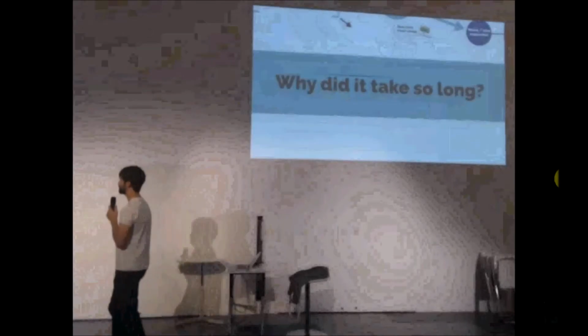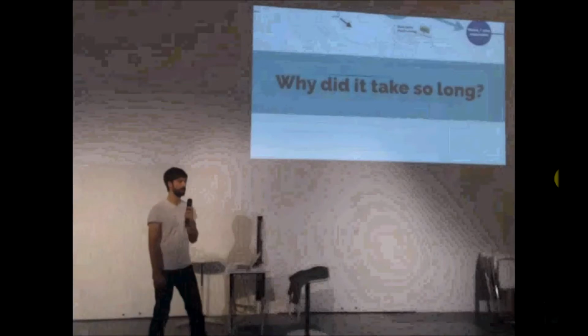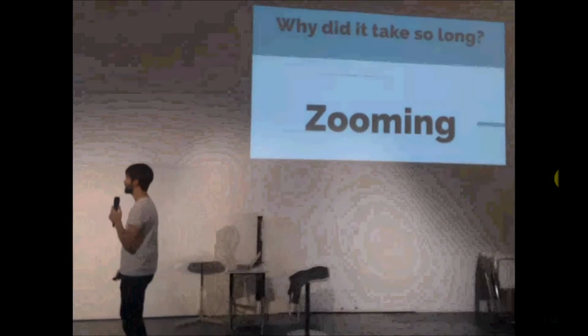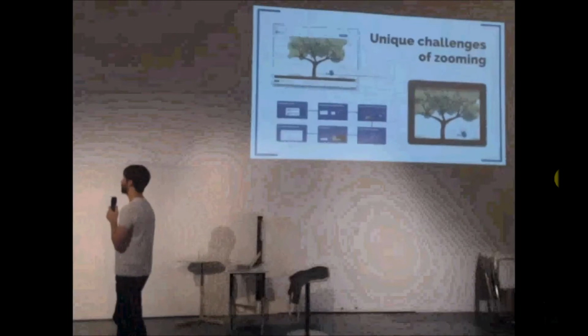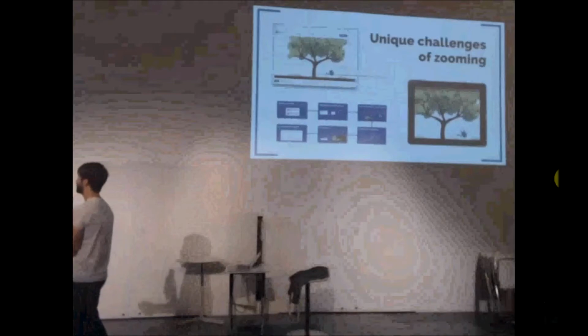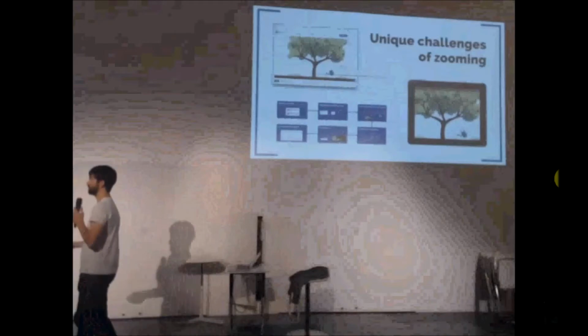Why did it take us so long to move to JavaScript? I mean, it's 2014, right? And the main reason is because of zooming. So because Prezi zooms, it has some very unique challenges. So if you have a browser version and an iOS version, they have to look exactly the same.